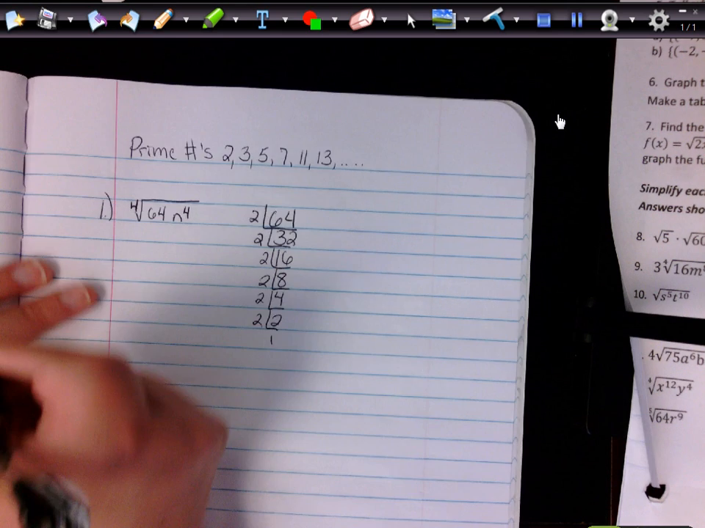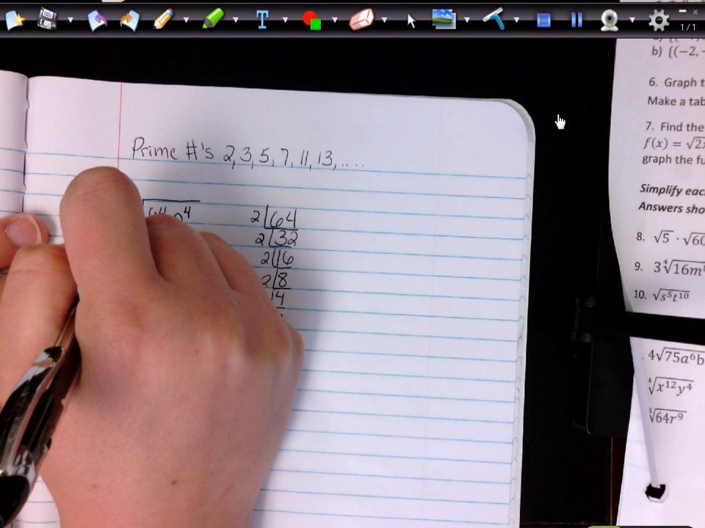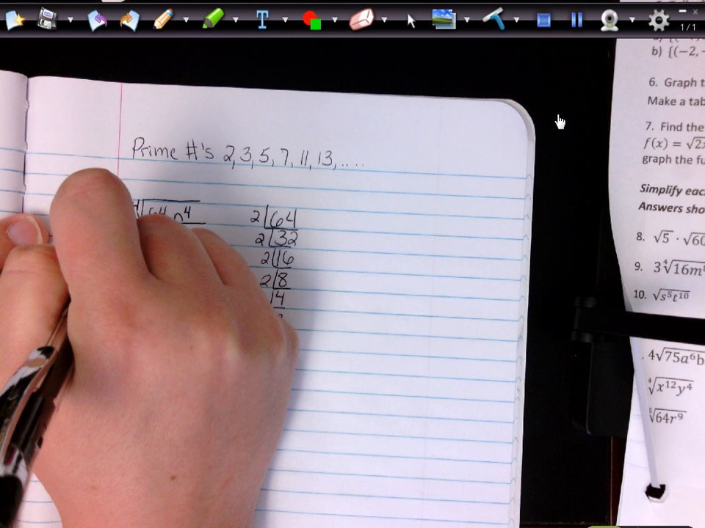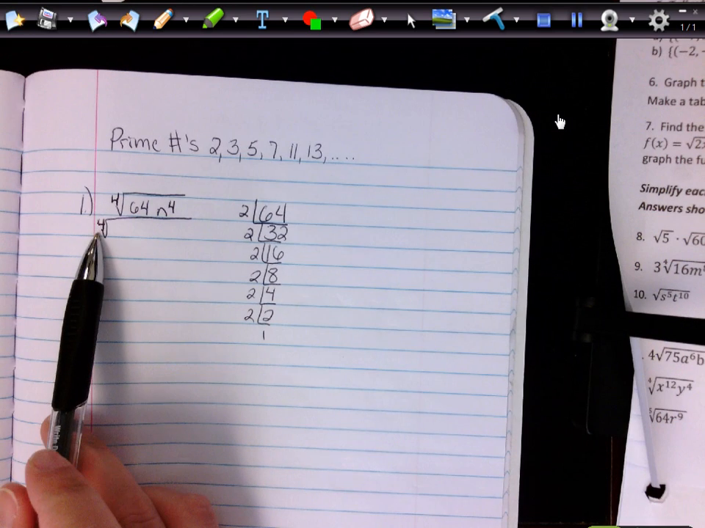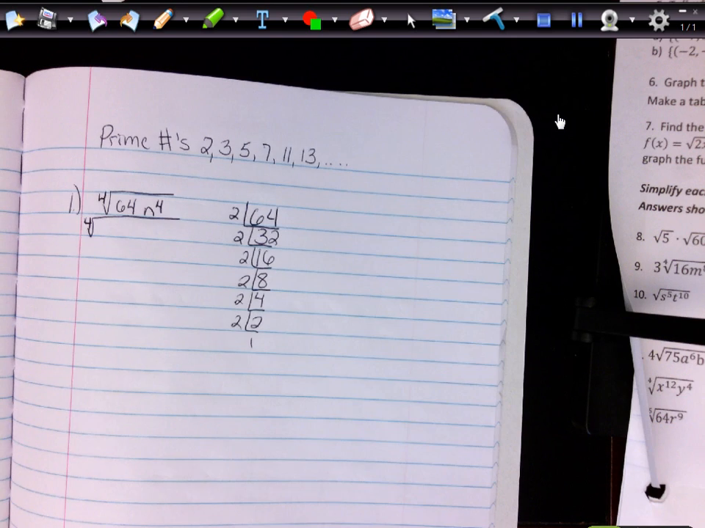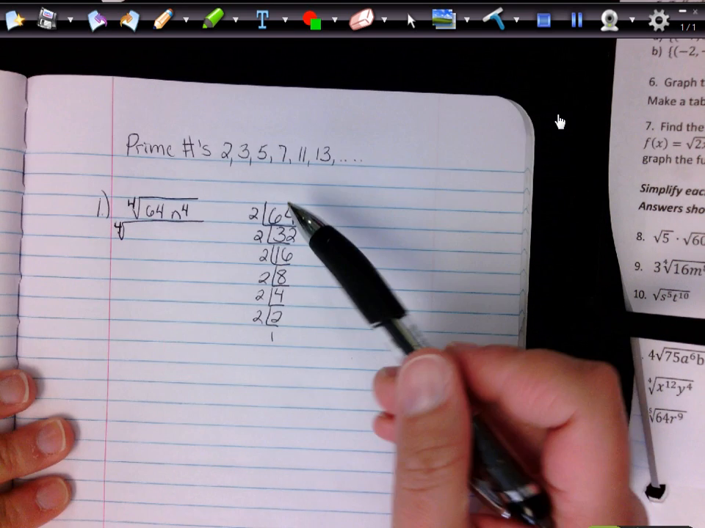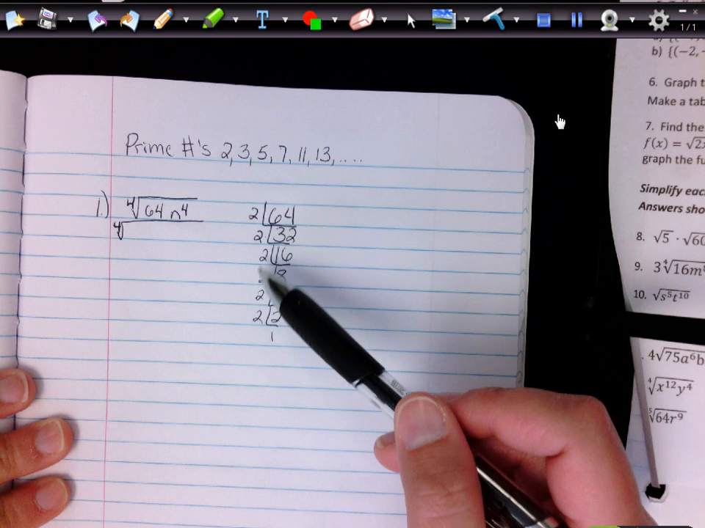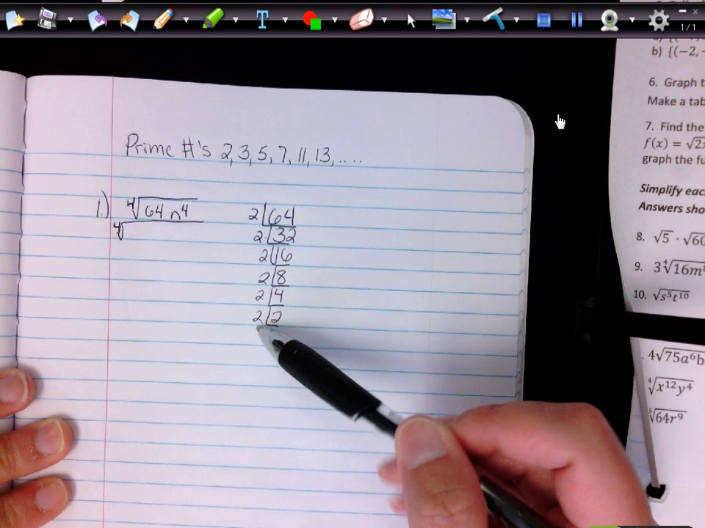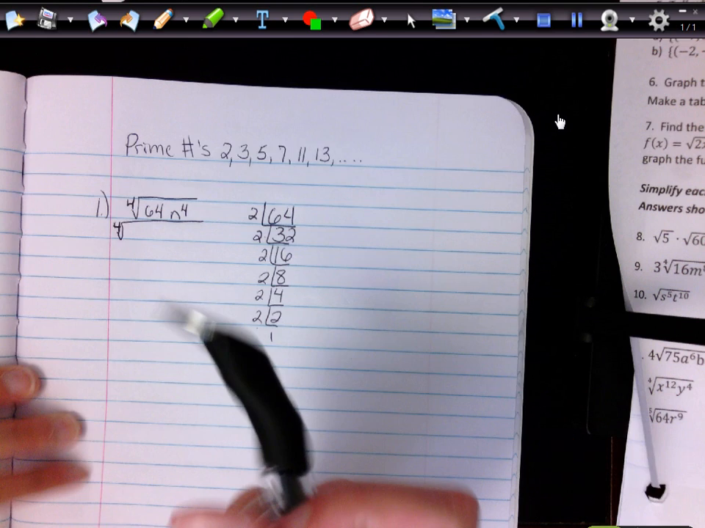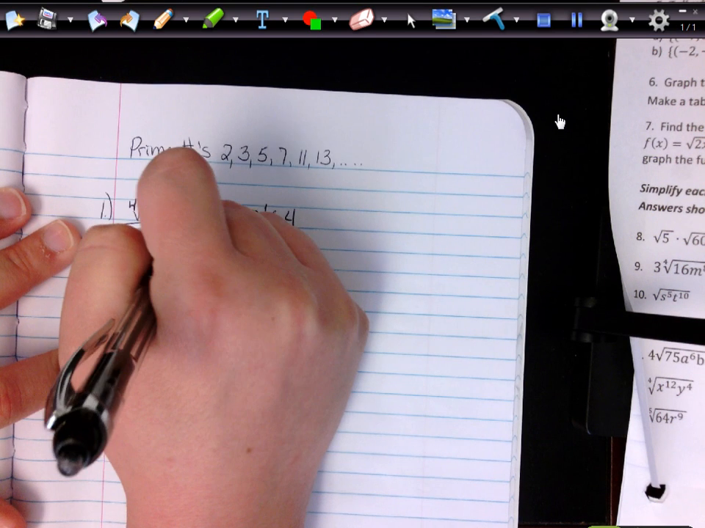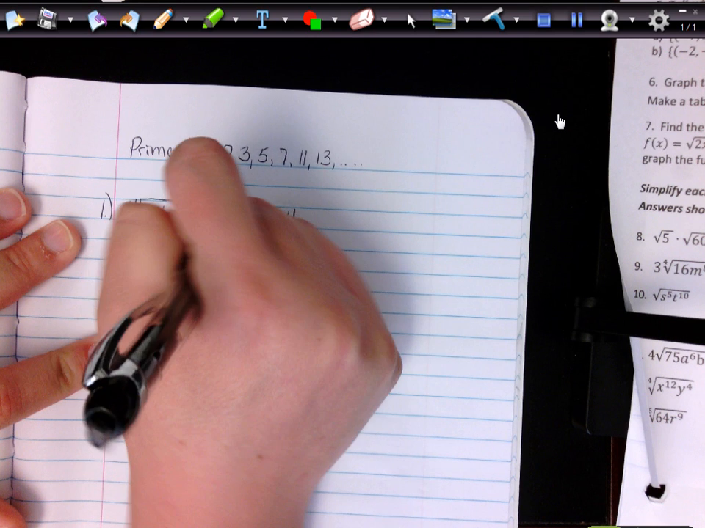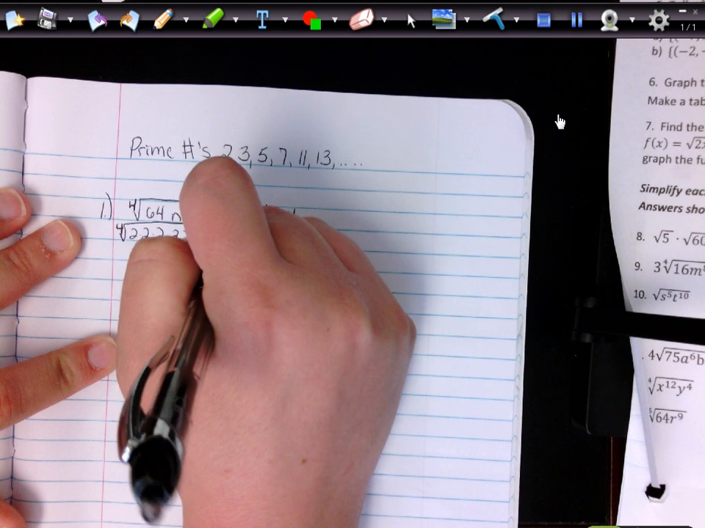Alright, so then I'm going to rewrite this. Make sure you keep your little 4th root right there. That lets you know you have an index of 4. If not, it's a square root. So instead of writing 64, I'm going to write 2 times 2 times 2 times 2 times 2 times 2. So I have 1, 2, 3, 4, 5, 6 2's. And I'm going to write out my 4 n's.